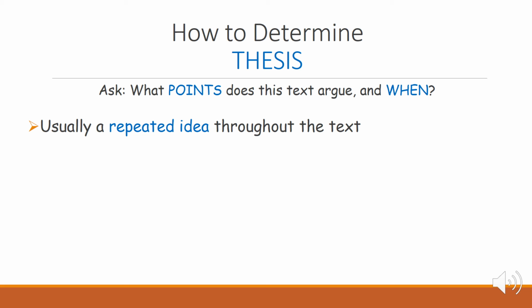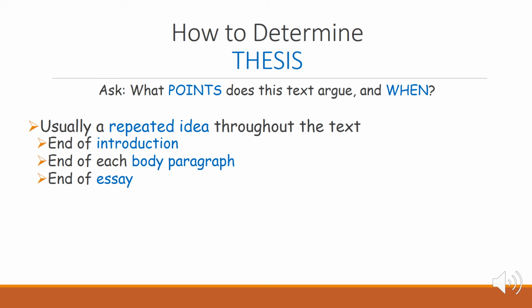Now let's get to how to determine the thesis. You want to think about what points the text argues and when. So we've talked about how the thesis is usually at the end of the introduction, but it's also usually repeated throughout the text, at the end of each body paragraph, and most authors circle back to it at the end of the essay as well. So if you're not sure what the thesis is, check those places and see what you think. Or you can look at the first sentence of each body paragraph and connect those.